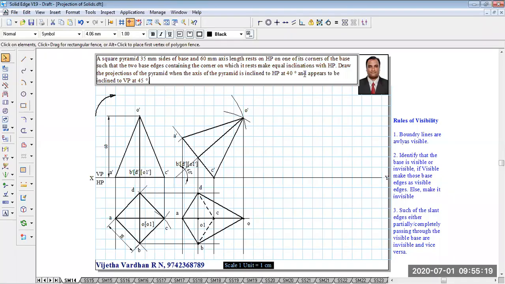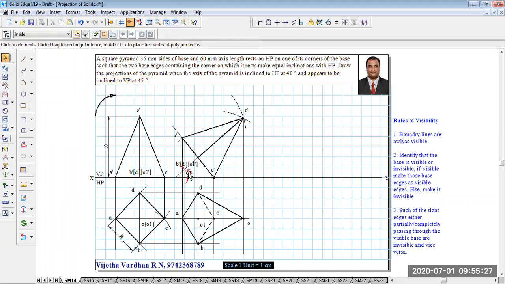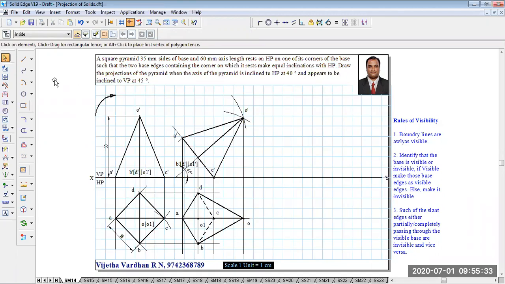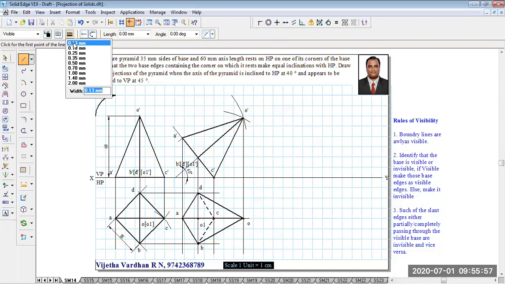Now, for the third stage, it is clearly mentioned in the question that the axis appears to be inclined at 45 degrees. That is, the axis which is inclined to HP at an angle of 40 degrees appears to be inclined to VP at an angle of 45 degrees. That is, the angle beta is given. Now, one can see that the length of the axis is getting reduced, but the given angle is also the apparent angle. The apparent length is 45.96, which is measured. Since the apparent angle is given directly, we need not construct it, we will complete it as it is. For which, I am going to show you the procedure.